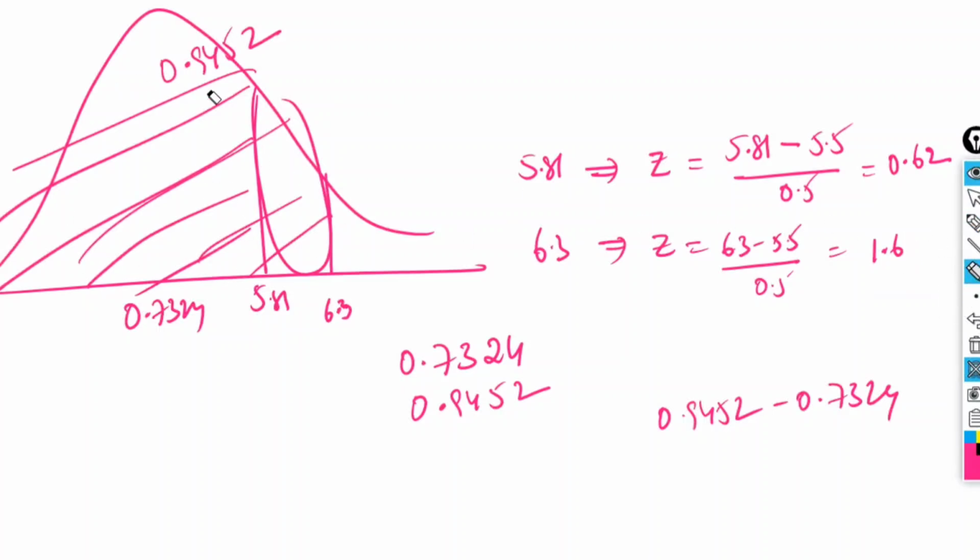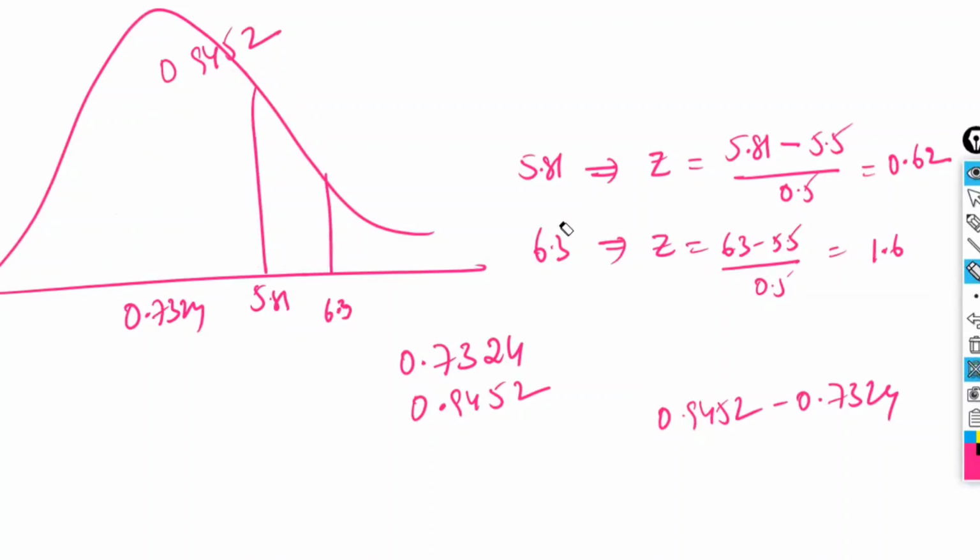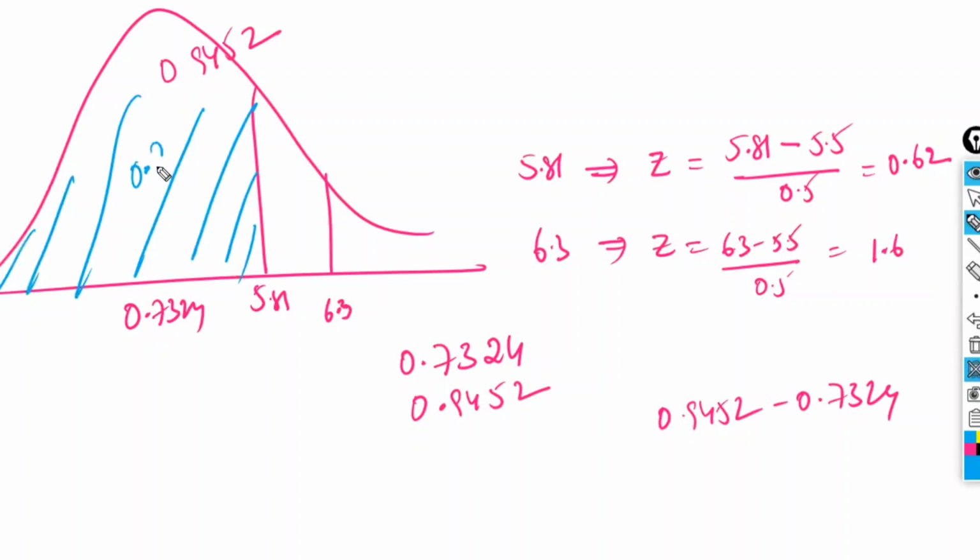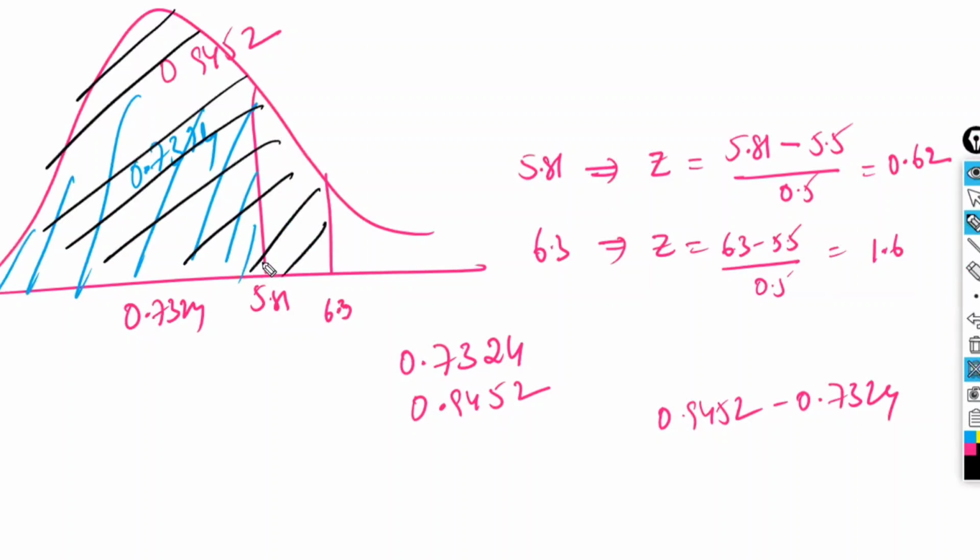So what I am going to do is, for up to 5.81, I will mark it in blue color. This is the area. The blue color area is 0.7324. And this black color area includes the blue color automatically. Every area is included. The black color area is 0.9452. Okay, blue is 0.7324 and this is 0.9452.